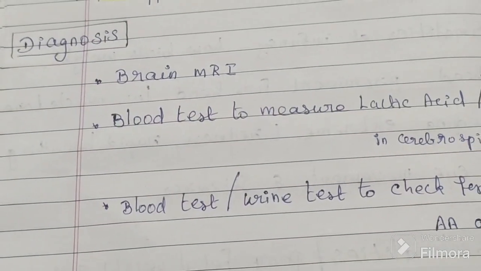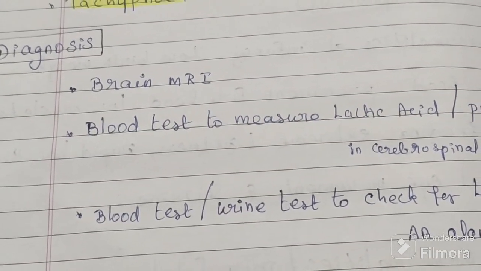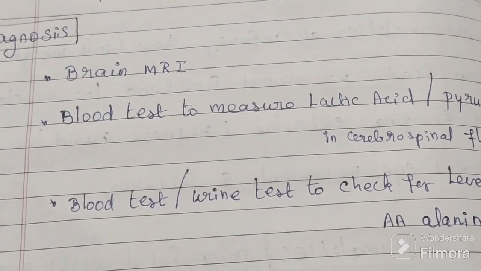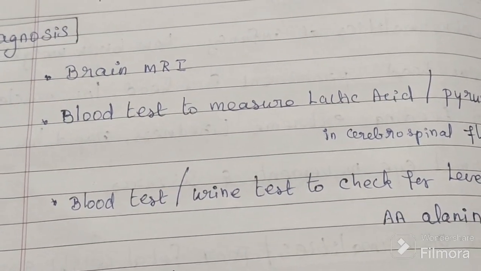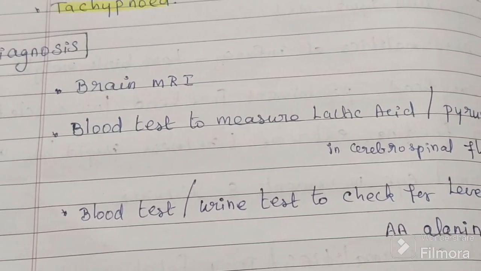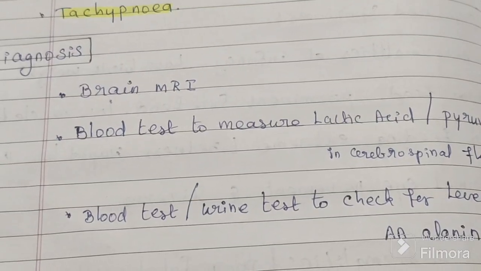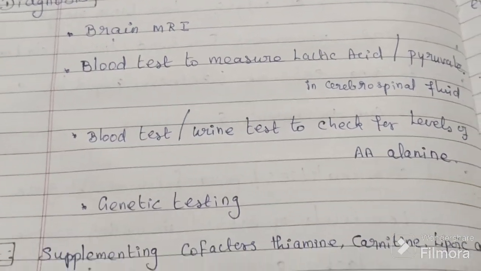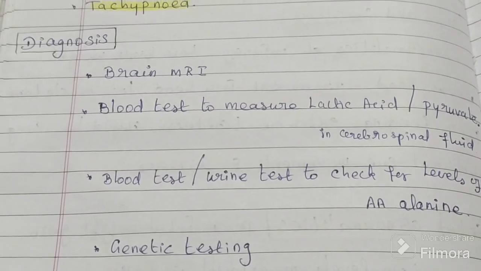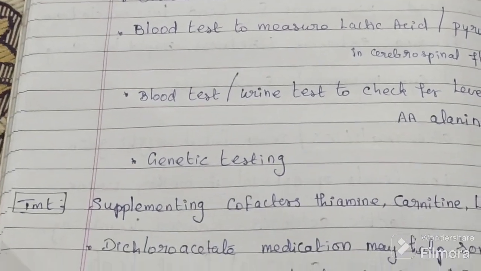Diagnosis: brain MRI, blood test to measure lactic acid or pyruvate, test to measure the level of lactic acid or pyruvate in cerebrospinal fluid, then blood or urine test to check the level of the amino acid alanine, and a genetic test. So these are the tests: brain MRI, blood test, urine test and genetic test.